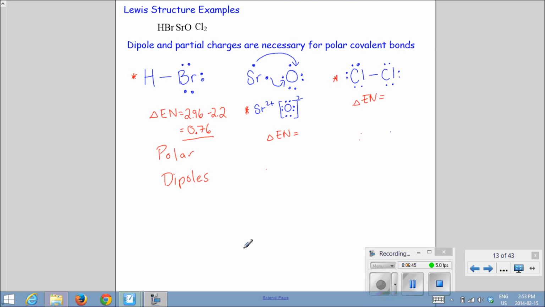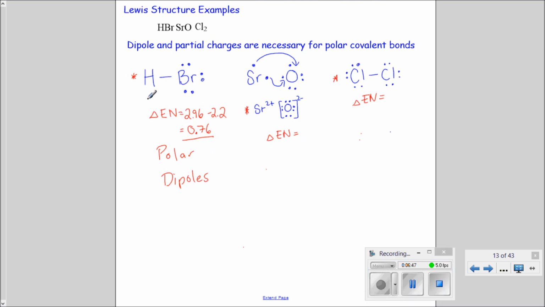Because this is polar, we have to draw a dipole towards the more electronegative atom. The dipole shows the direction in which the electrons move. The positive end is where it's moving from, so you get a partially positive charge there and a partially negative charge on the other atom.